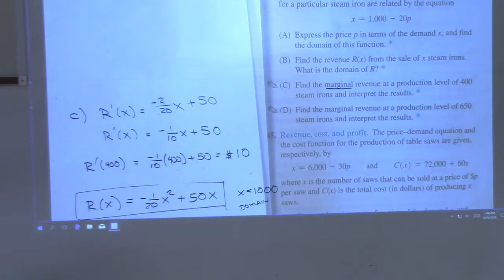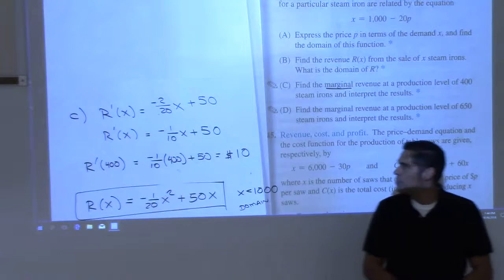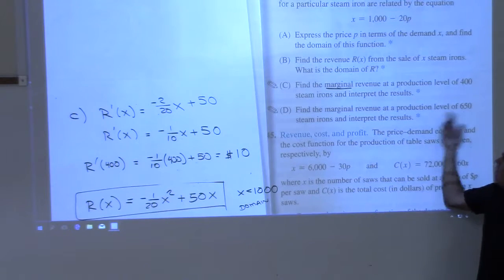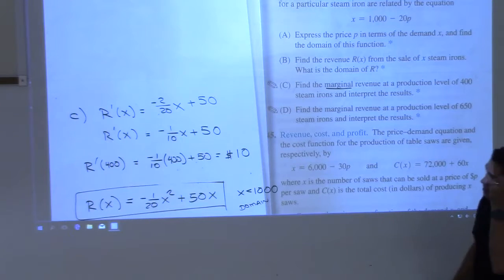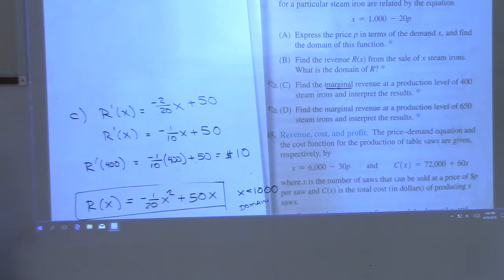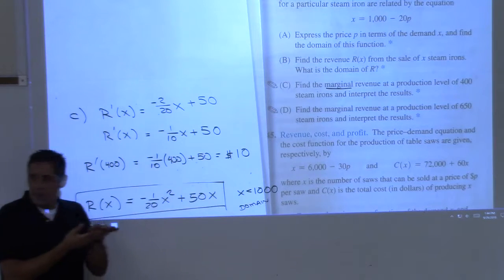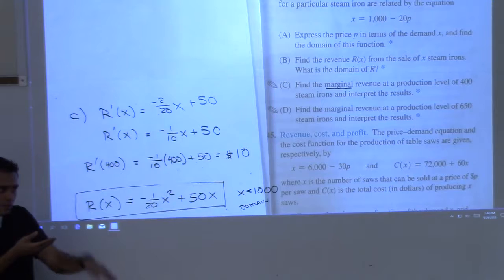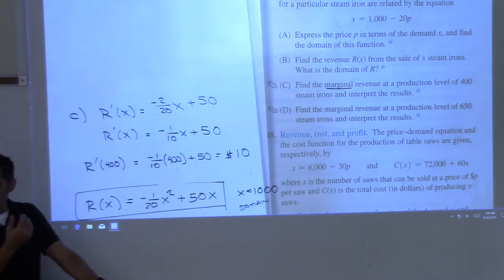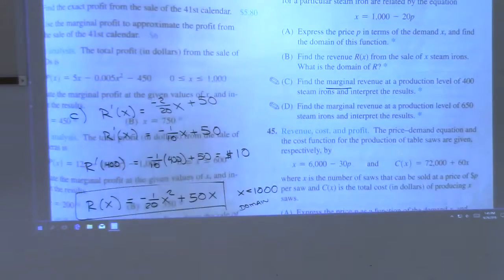What would the answer be for part D? Or what do we do for part D? Same exact thing, right? Except 650. And I think if you plug in 650, we might get a negative number. Right? And that negative means you're at a production level of 650 steam irons. Your instantaneous revenue is actually decreasing. Okay, so you're still making money, but not as fast. That's what that's saying.